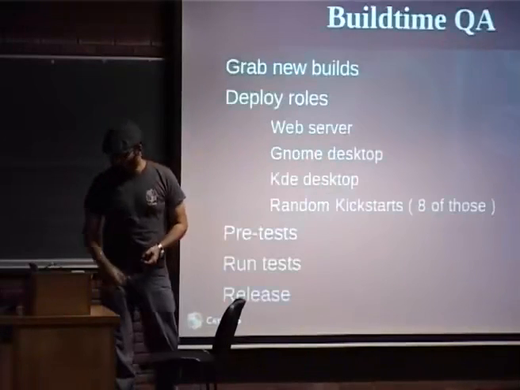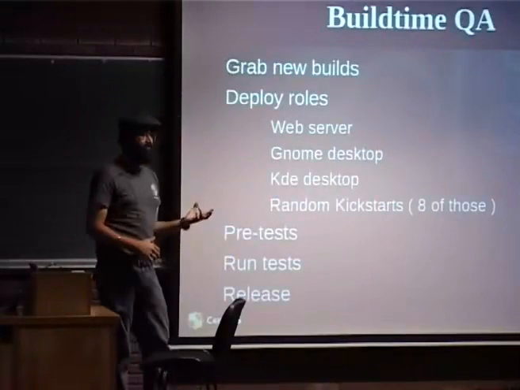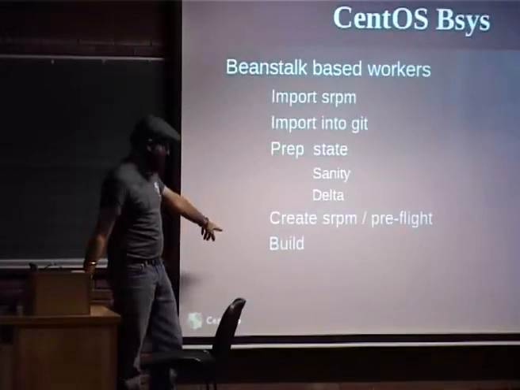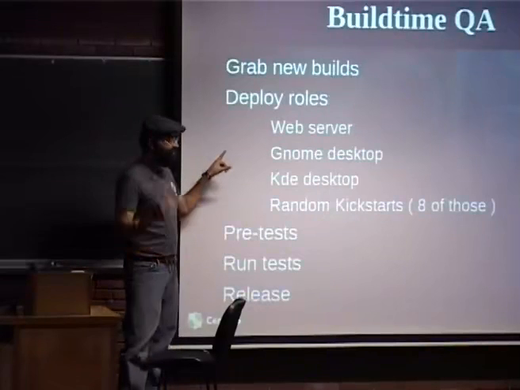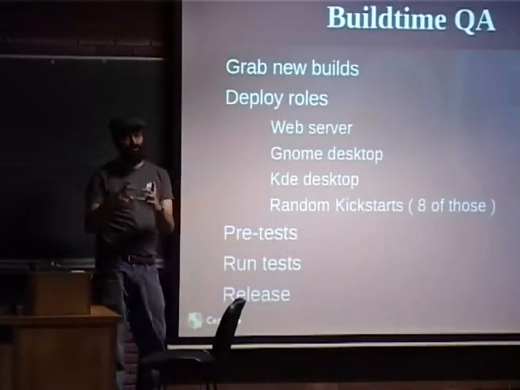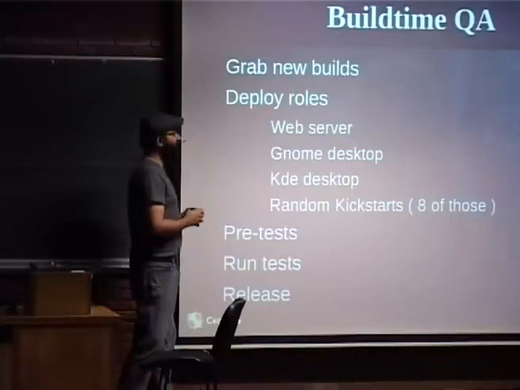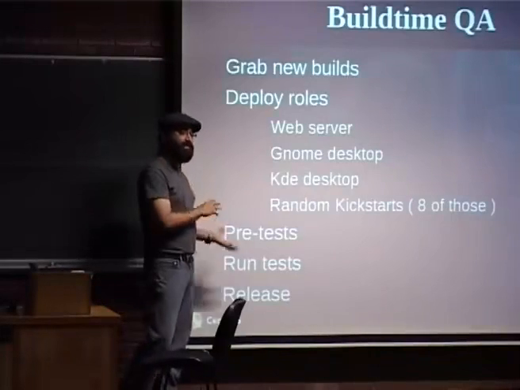Right, so the build system will effectively give us RPMs at the end. These RPMs then get included into siloed repositories, very small repositories, one per build. And then the URL for that is passed into the build time QA server.